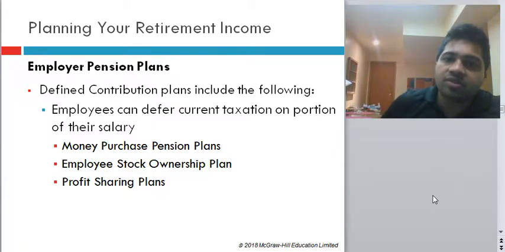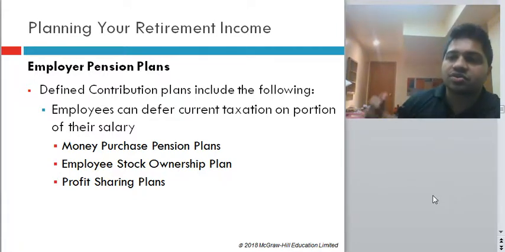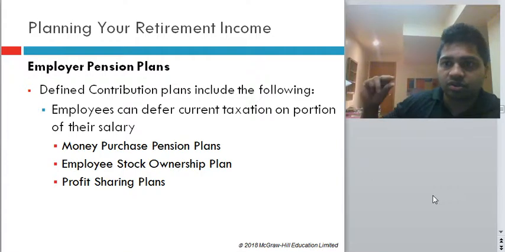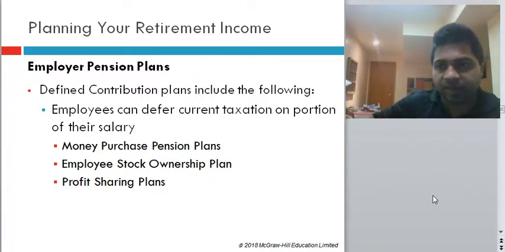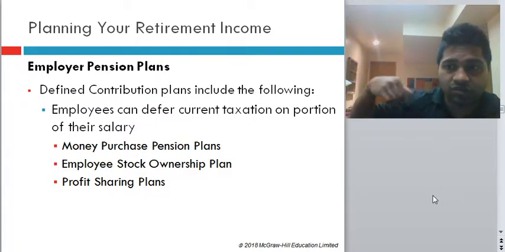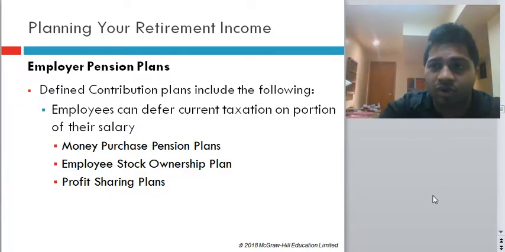So defined contribution plans include the following: employees can defer current taxation on a portion of their salary. So whatever you contribute to your defined contribution plan, you take a tax deduction on it. We have seen it in the taxation module. So whatever you contribute to an RPP, registered pension plan, you take a deduction for it. So you actually are taxed when you withdraw. Examples are money purchase pension plans, employee stock ownership plans, and profit sharing plans.